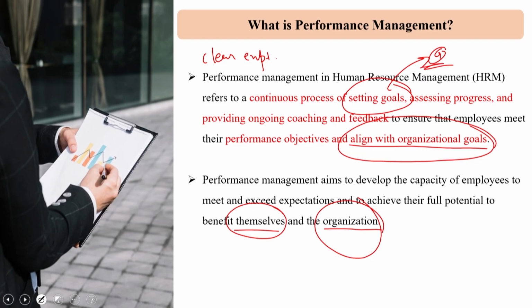So performance management unequivocally aims to develop the capacity of employees to meet and exceed expectations and to achieve their full potential to benefit themselves and the organization. Now, aligned with that particular aim, what we can understand is that performance management certainly clarifies how employees are expected to contribute to achieving organizational goals by, as I have already mentioned, aligning with the organizational goals.